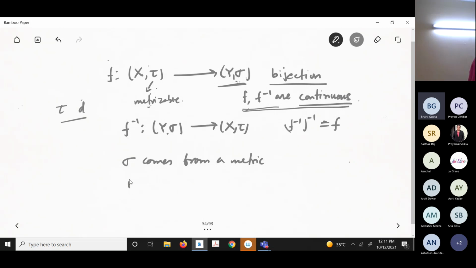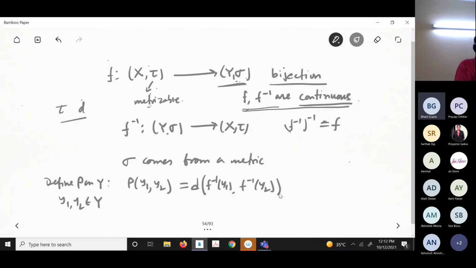That means if you take rho(y1, y2), I'm defining a metric rho on Y, of course y1, y2 belong to Y. The only choice you have is to drag it here. Look, this is a bijection, so F inverse of y1 is a single point. Not only does it exist, it is a single point. Similarly F inverse of y2. But they are in X. So I will take this.